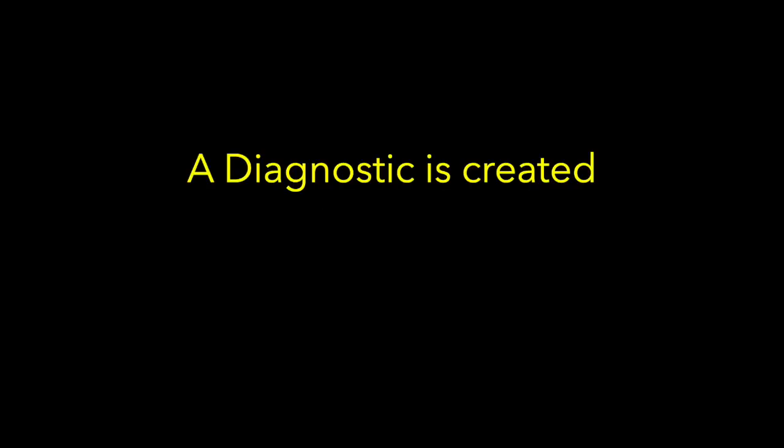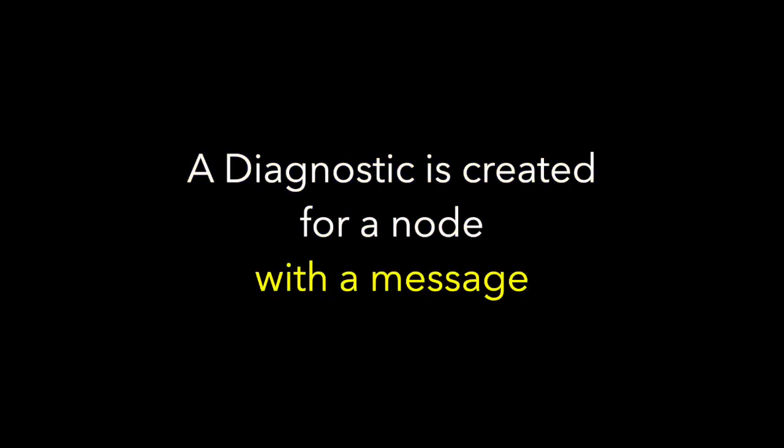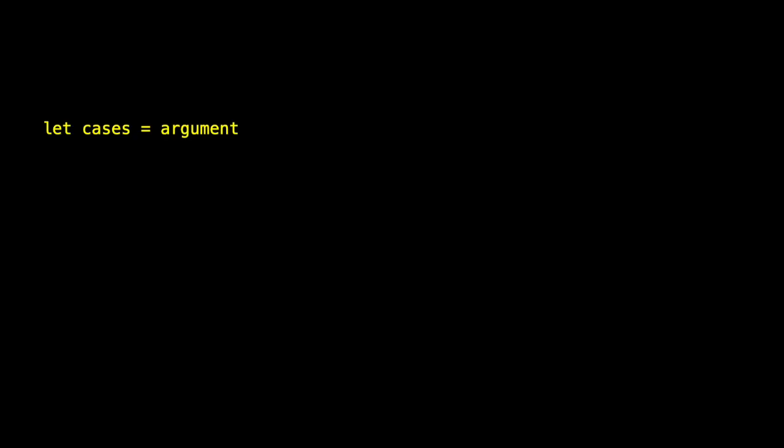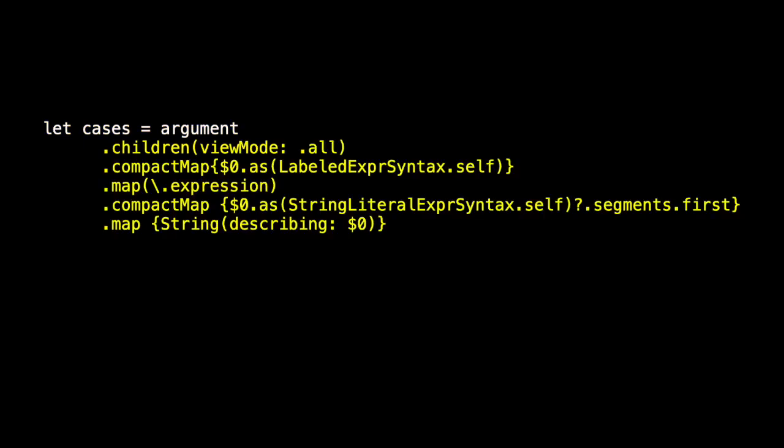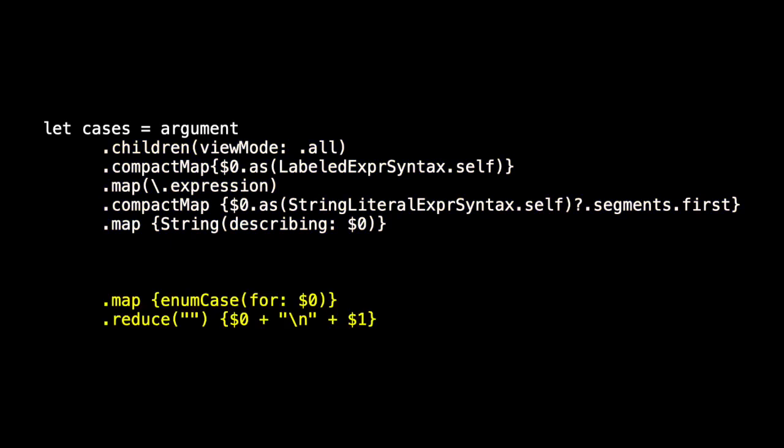Now let's use it. So we create our diagnostic in our Swift syntax for a specific node, and we also have to provide a message. Once we have a diagnostic, a context issues it. So let's see what all that means. You might remember from last time when we were assembling the cases we were going to return from our macro, we looked at the argument and then processed it to extract all of the strings. And then for each string, we produced the corresponding enumeration case, and then we put them all together into the cases that we were going to return.